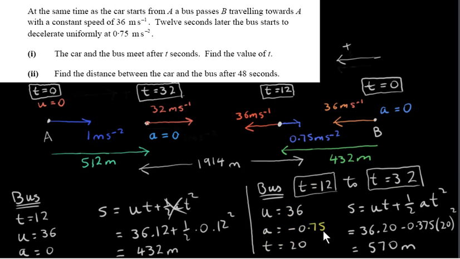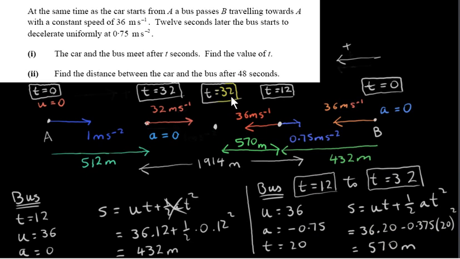So the acceleration is negative here because we're talking about a deceleration. Directions to the right are positive, so this acceleration vector, which is magnitude 0.75 meters per second squared, is a negative acceleration vector. We plug everything in here and we find that the distance that the bus travels from t equals 12 to t equals 32 is 570 meters.